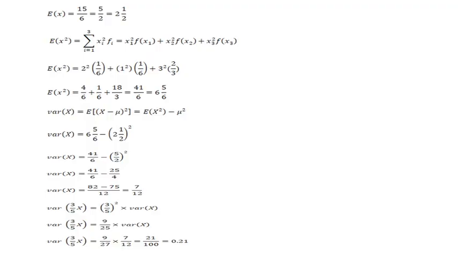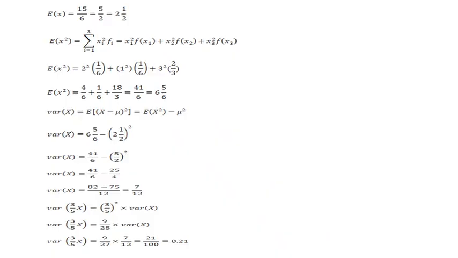Doing this, 2 squared is 4. 4 times 1 over 6 gives us 4 over 6, plus 1 squared is 1, 1 times 1 over 6 gives us 1 over 6. And 3 squared is 9, 9 times 2/3 gives us 18/3. When you add all this together, it gives you 41/6, which equals 6 whole number 5/6.